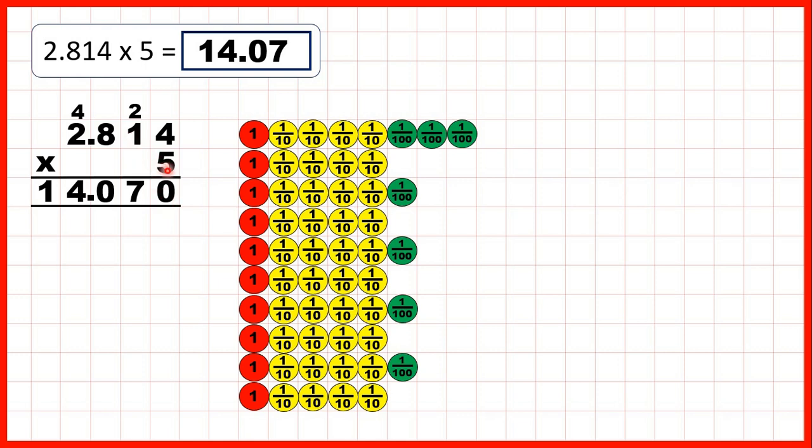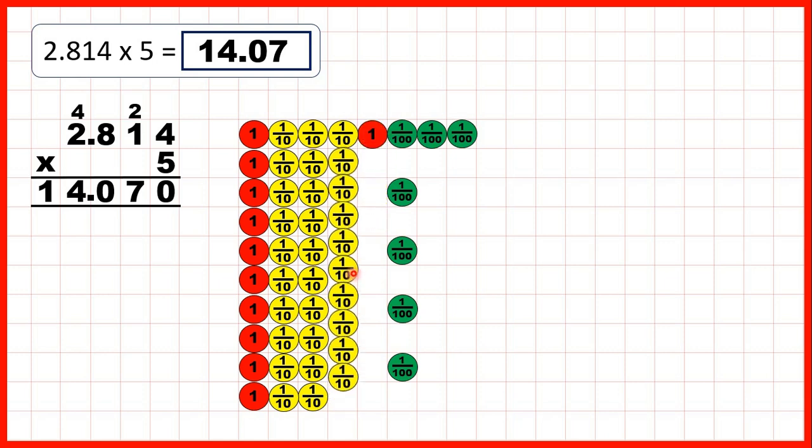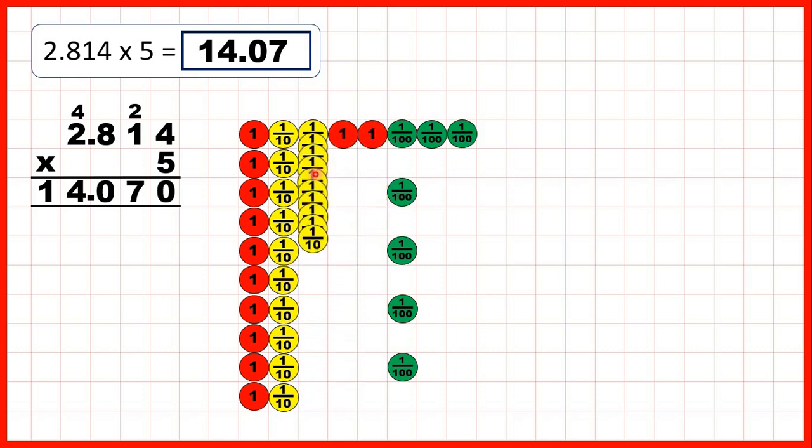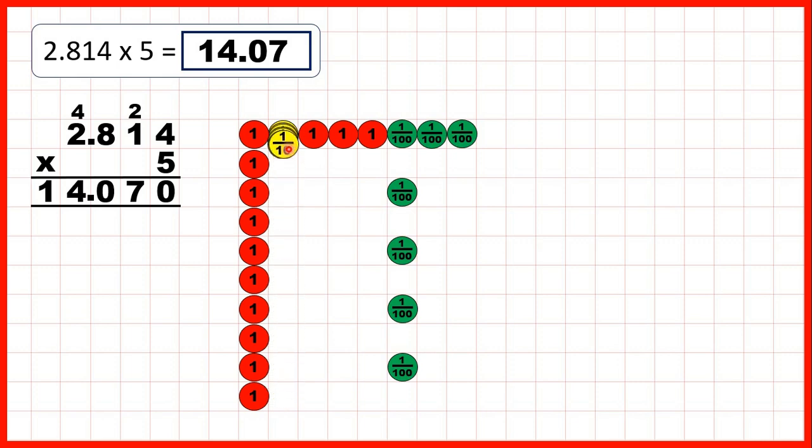Then we did 1 times 5 and added 2, and you can see that's the 1 times 5, and that's the 2 hundredths that we made from multiplying our thousandths. Then we did 8 tenths times 5 to get 40 tenths, and we have 40 tenths here. But remember, 10 tenths is the same as 1 whole, so we can exchange those 40 tenths for 4 ones, and that's why we wrote 4 above our ones digit and 0 in the tenths of our answer line, because we now don't have any tenths.